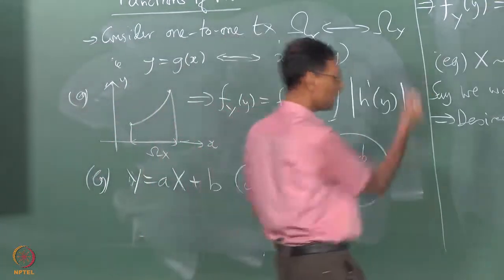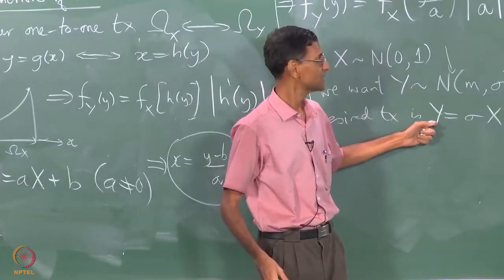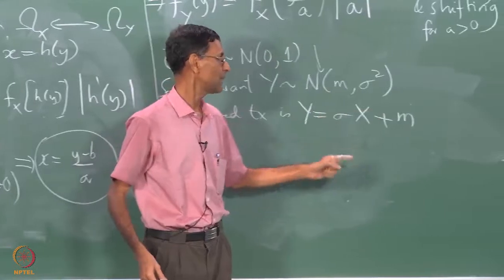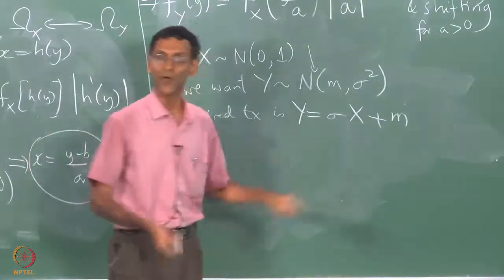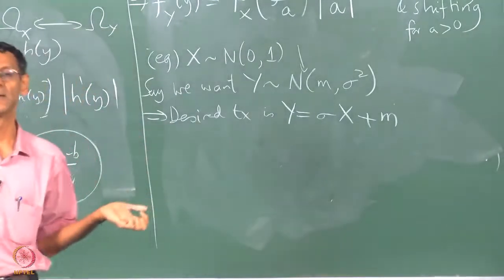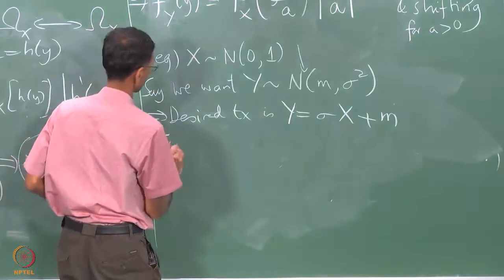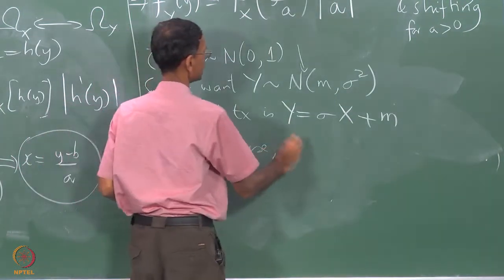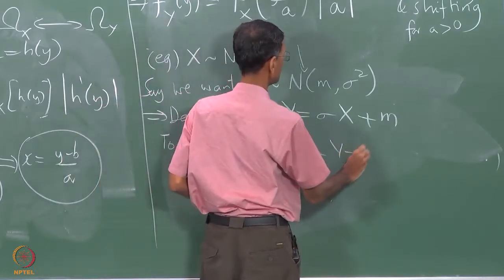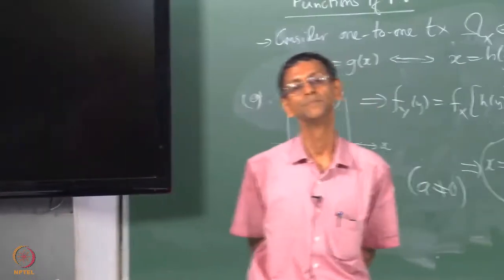Okay, so you can go back and forth. Supposing you start with some y, which has some arbitrary sigma and some arbitrary m, and you want to get an N(0,1) out of it. All you have to do is remove the mean, y minus m, and normalize by dividing by sigma. So to go in reverse, you do this. Both are important in practice.